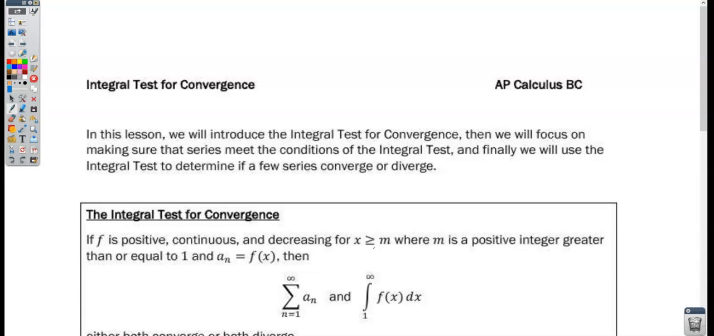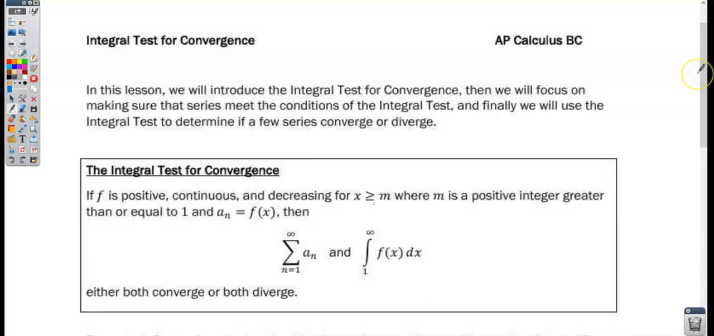Okay, so here we go, the integral test for convergence. If f is a positive, continuous, and decreasing function for x greater than or equal to m, where m is some positive integer greater than or equal to 1, and a sub n can be expressed as a function f of x, then the sum from 1 to infinity of a sub n and the integral from 1 to infinity of f of x dx either both converge or they both diverge.